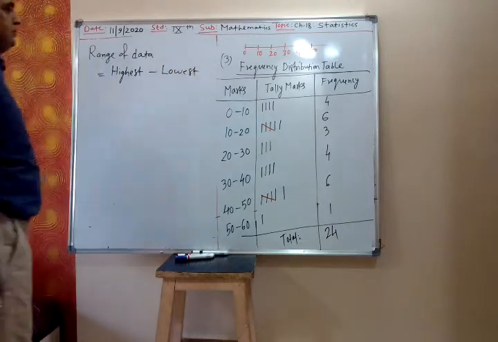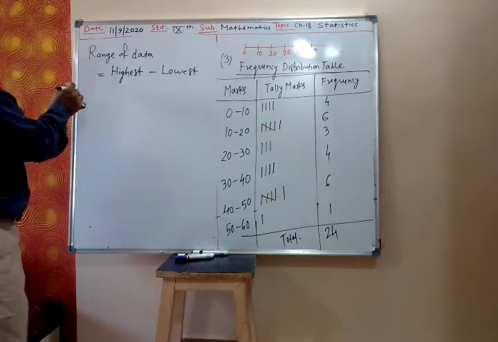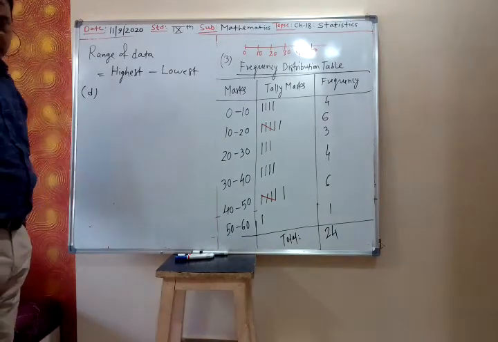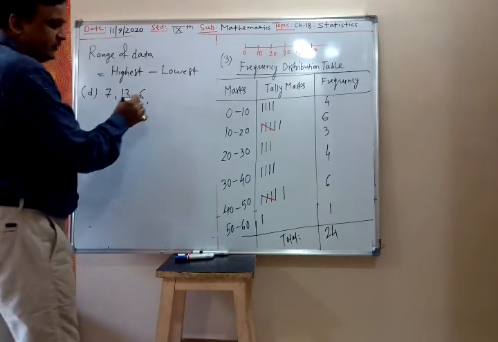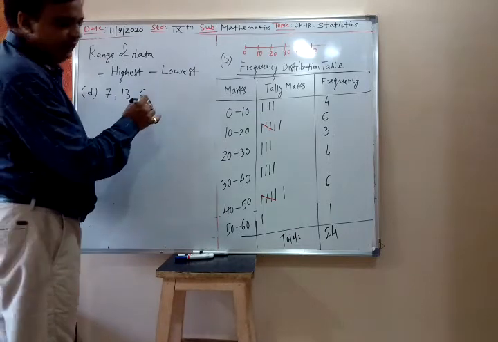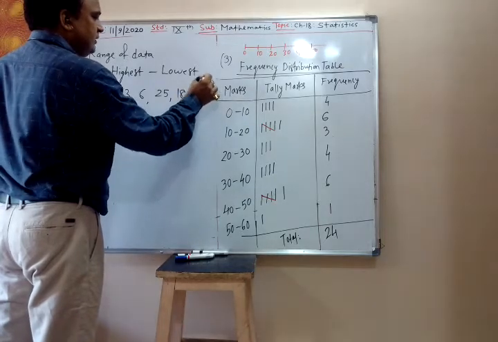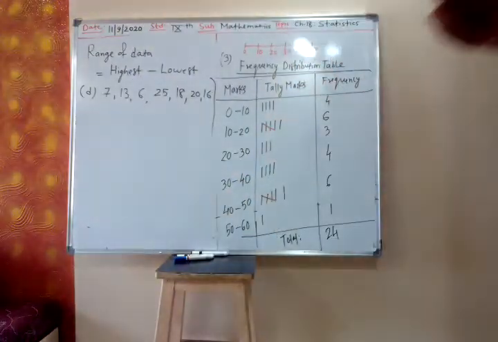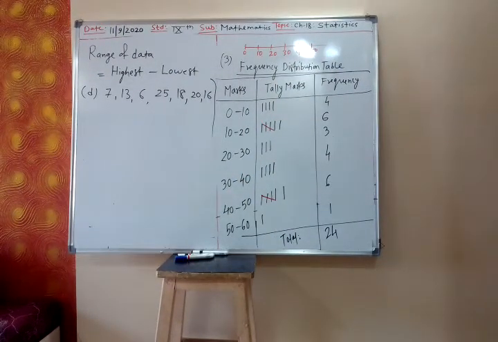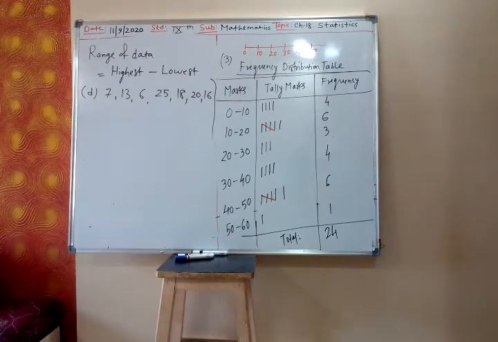Range of data is highest minus lowest. So now you are given the data. Let us solve this D. You are given the data 17, 13, 17, 13, 6, 25, 18, 25, 18, 20, 16. Is it clear? One minute. 20 and 16. Yes, now it is clear: 7, 13, 6, 25, 18. Where is it blurred? It is clear, right?